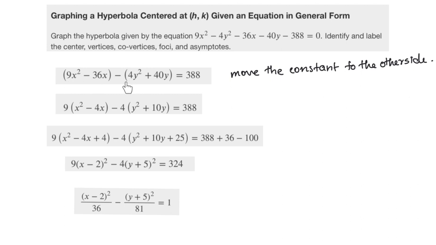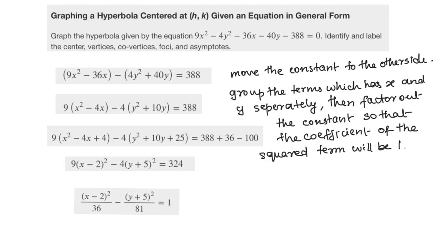Then group the terms which have x and y, then factor out 9 from here and 4 from here, so that the coefficient of the squared term will be 1. Now we need to complete the square, so we need to add a constant here. That constant will be (coefficient of x divided by 2) squared. So negative 4 divided by 2 is negative 2. Negative 2 whole squared is 4.